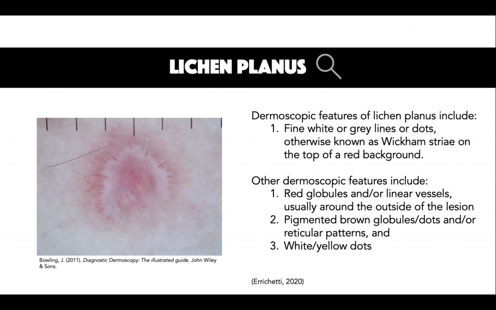Lichen planus. Some of the dermoscopic features include fine white or grey lines or dots, otherwise known as Wickham striae, on top of a red background. Other dermoscopic features include red globules and/or linear vessels, usually around the outside of the lesion, pigmented brown globules or dots and/or reticular patterns, and white or yellow dots.